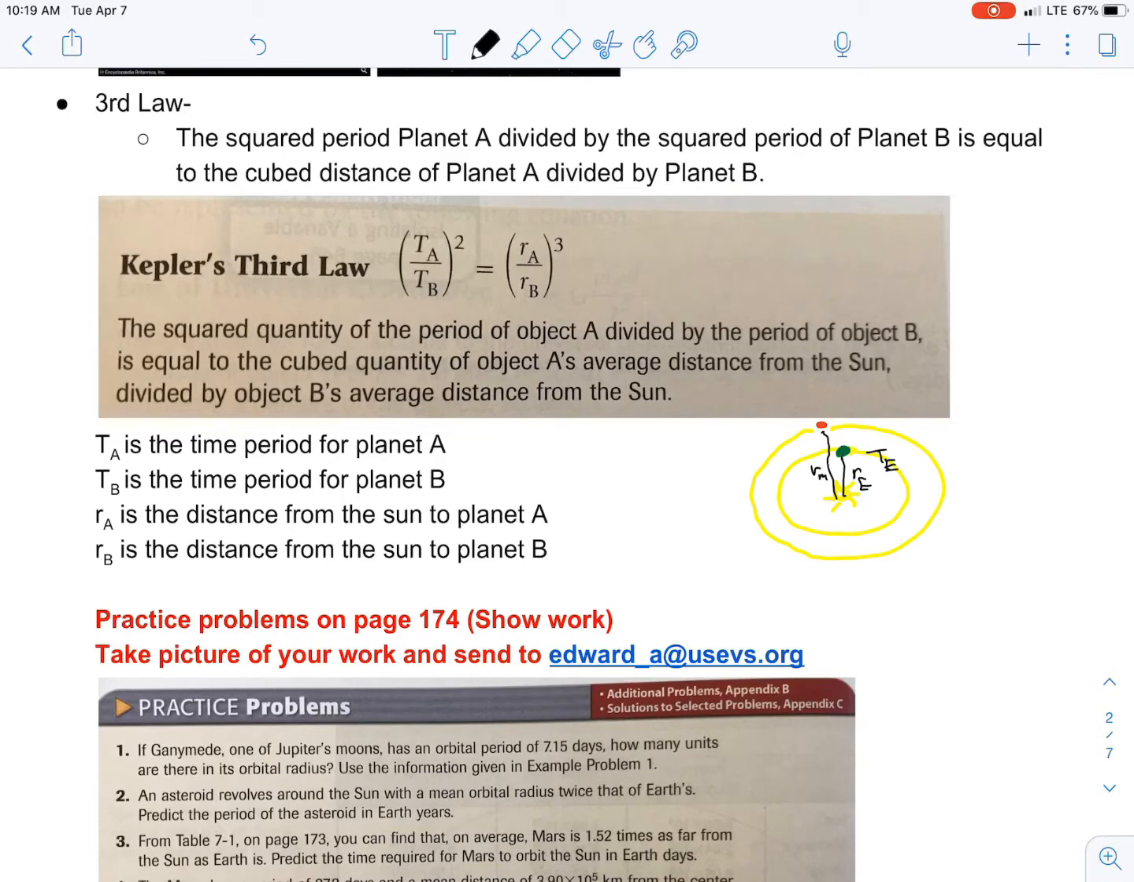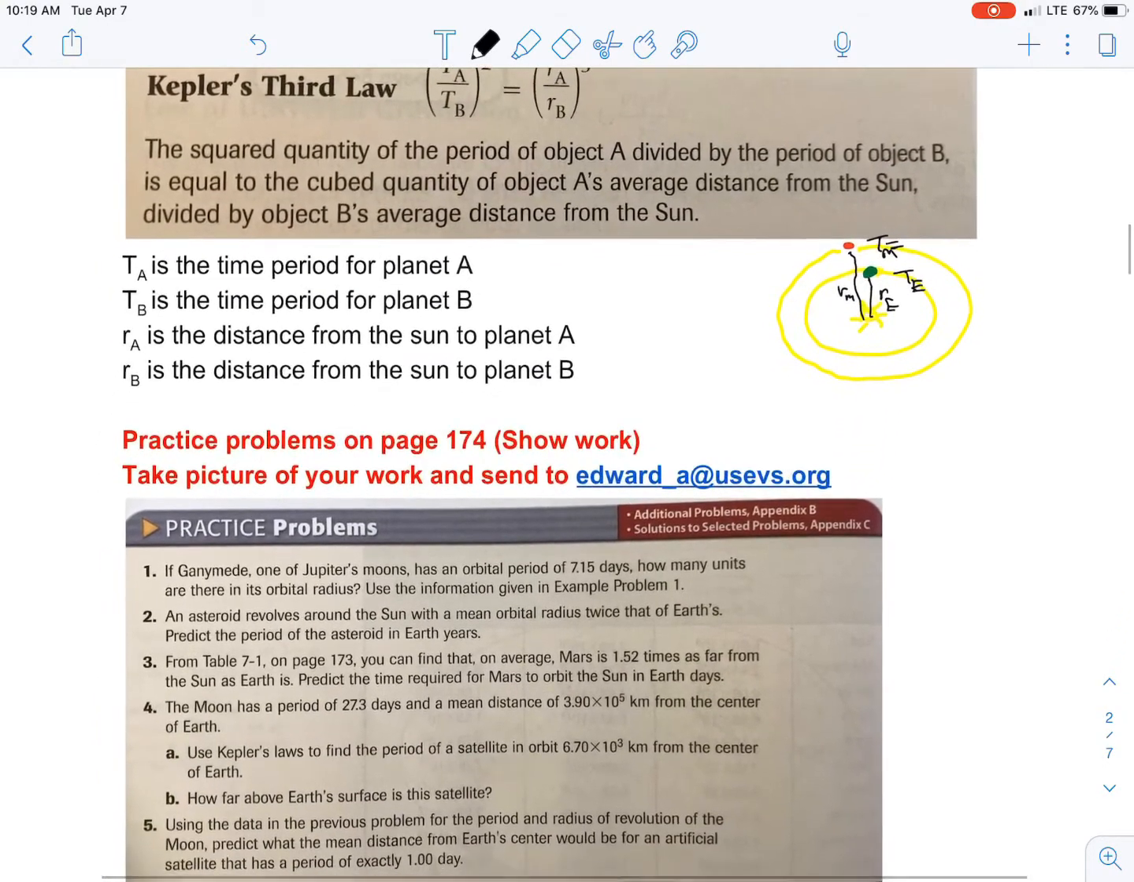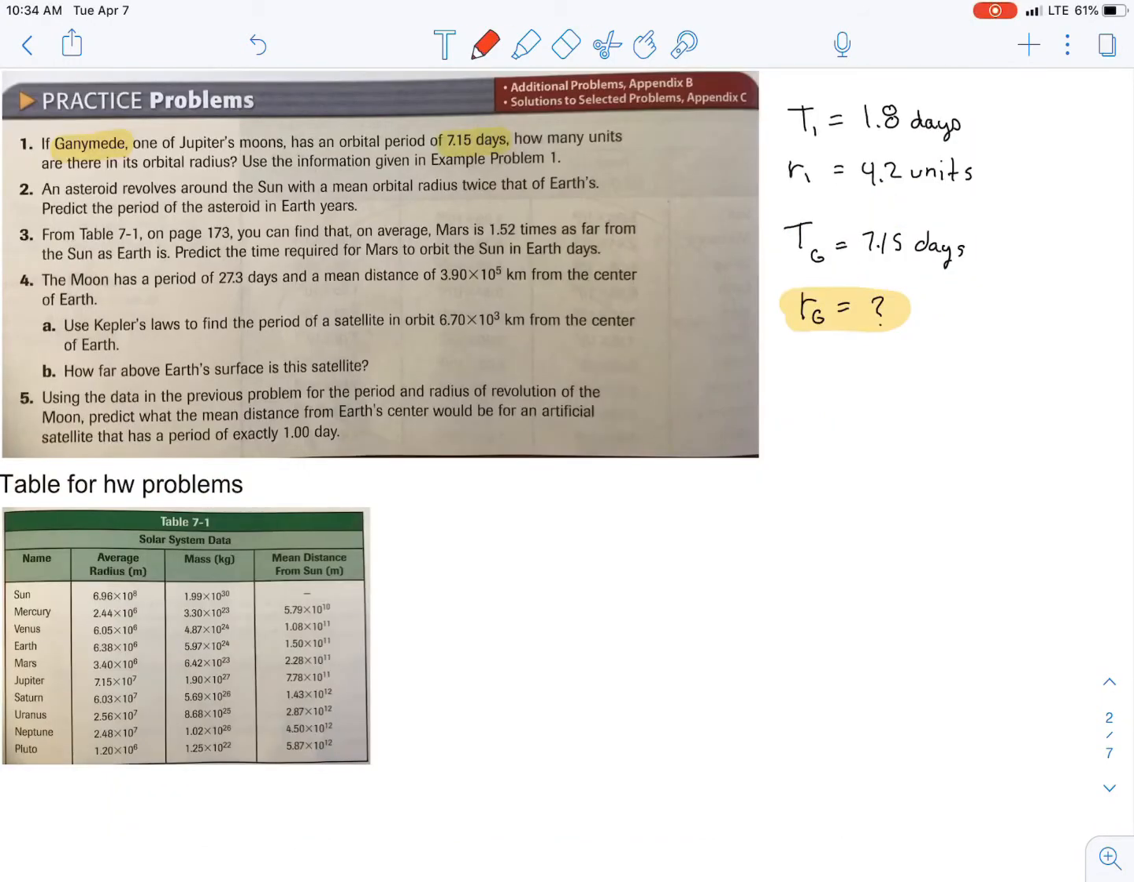And then we could calculate the time that it took Mars to go around the sun also. All right, very convenient to see how far these planets are away from the sun. If you know how long it takes to get around, you can find the distance, or vice versa. Okay, let's solve this problem.